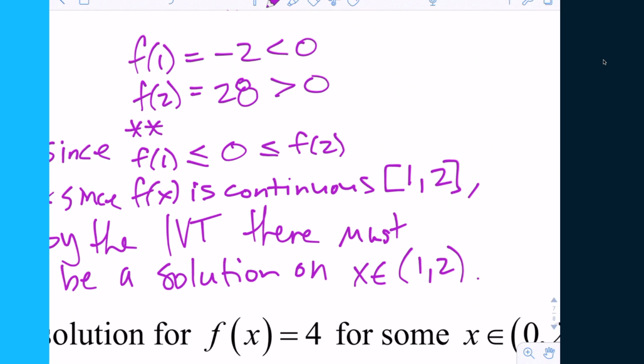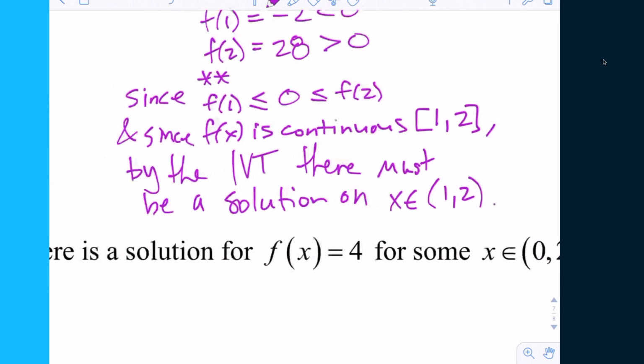Do we know where between 1 and 2? No. Can we find it? If we had a calculator, it'd be real easy. All you'd have to do is graph what we did in y1 and graph 0 in y2 and find where it intersects. Are you interested in finding it? I'm not either. I'm good enough to know that it's there. Okay? It's there.